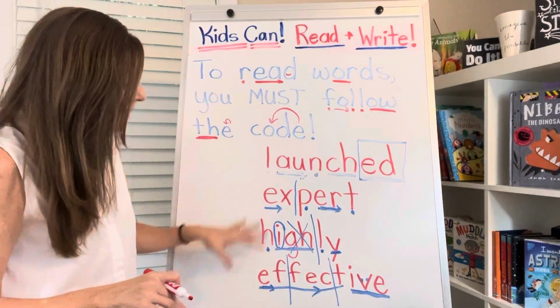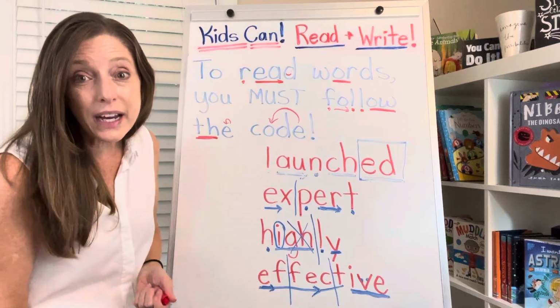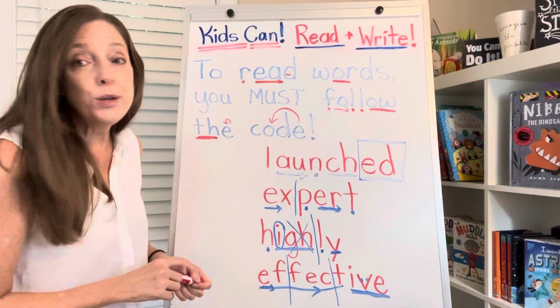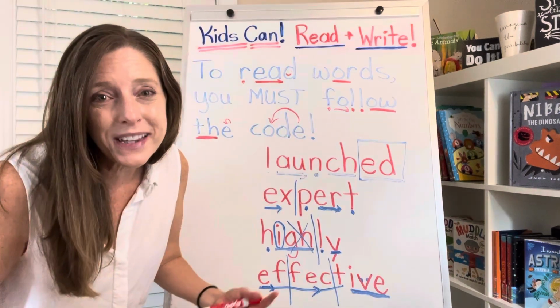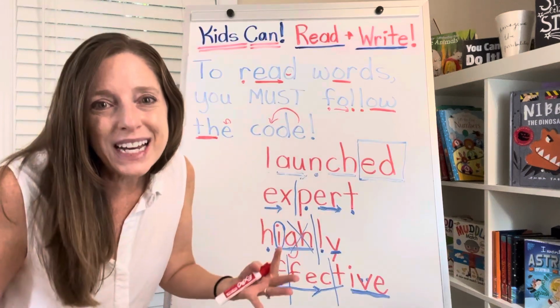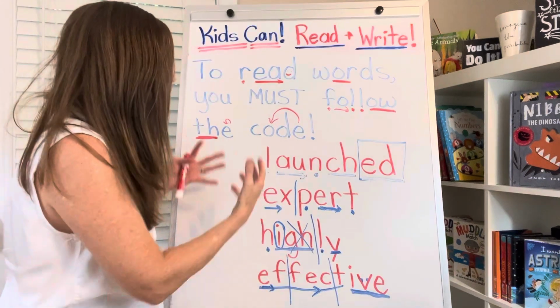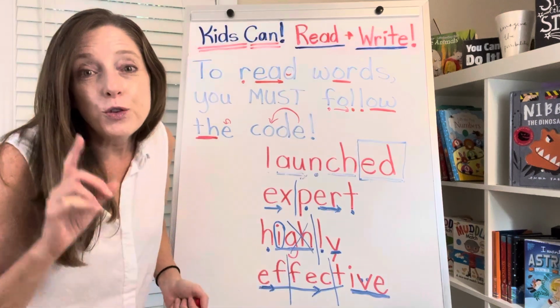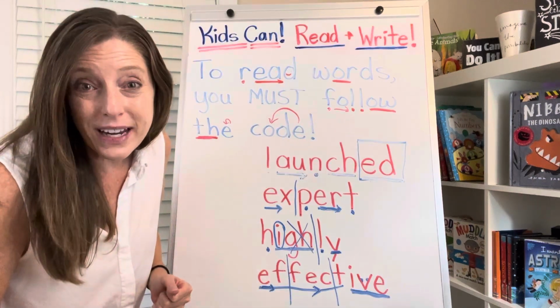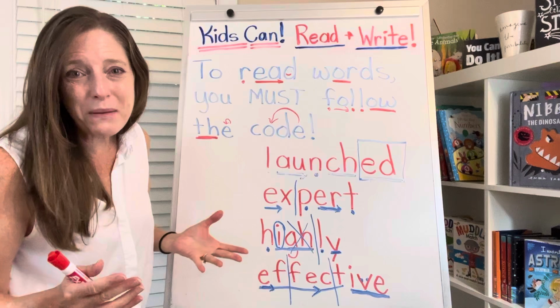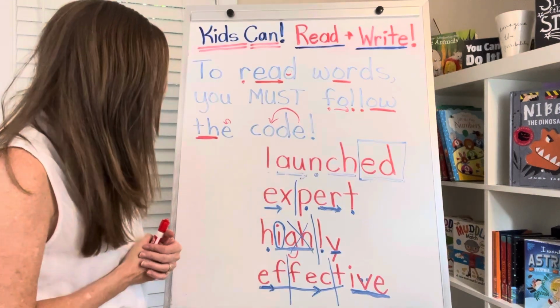It's important that your kids get really good at spotting them and using them. It's also important that they understand that reading is following a code. And if you don't follow the code, you'll get tricked.